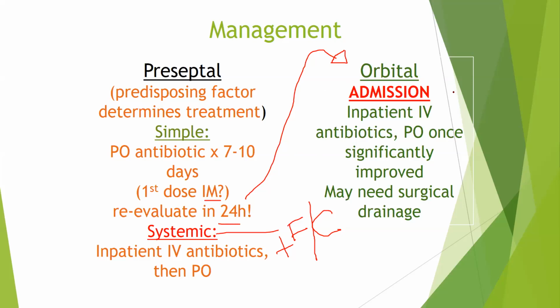If it's orbital cellulitis, this is a bona fide admission. This patient's coming in for IV antibiotics. Once they significantly improve, we can switch them over to PO antibiotics. Okay, they may require a surgical incision and drainage, so they're going to have to go to a hospital that has access to an ophthalmologist.